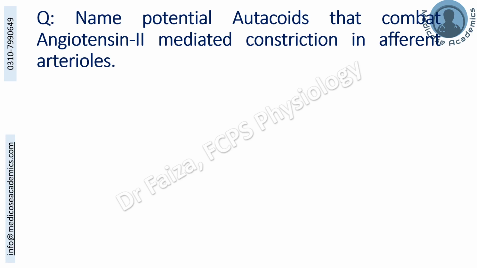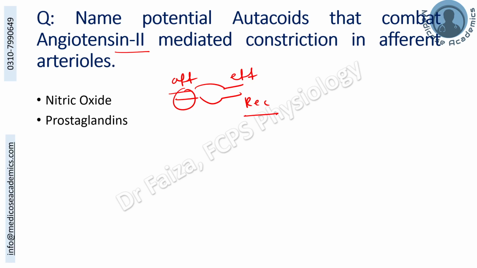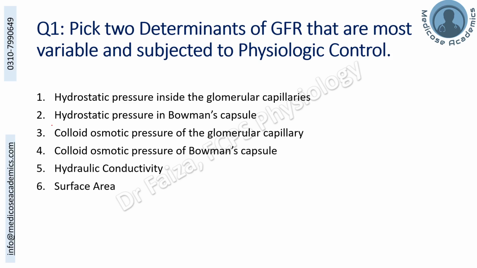Are there any potential autocoids that combat the angiotensin 2 mediated constriction in afferent arterioles? Now we know that angiotensin 2 has a preferential impact on the efferent arterioles, not on the afferent arterioles. So what is preventing this? One, there are more receptors on the efferent arteriole. Number two, there are certain autocoids which are inhibiting the action of angiotensin 2 on the afferent arterioles, and they are vasodilatory in nature, including nitric oxide and the prostaglandins.